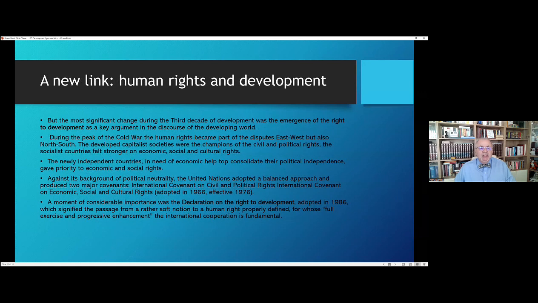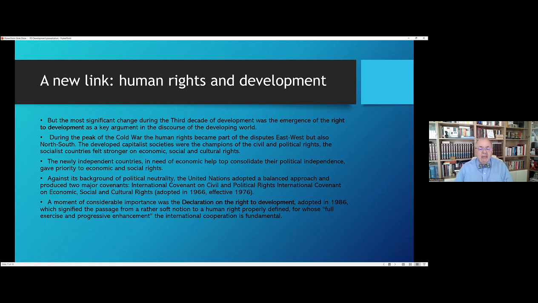The most significant event for the third decade of development was the emergence of the right to development. So this was a sort of marrying, happily, in the family of human rights, the civil and political rights and the economic and social rights. Because during the Cold War, this was a problem. This was an issue of dispute between East and West, and also between North and South.